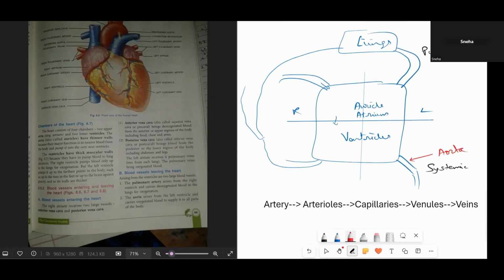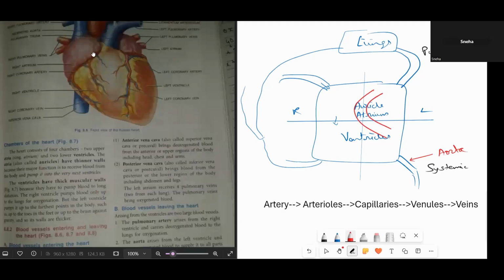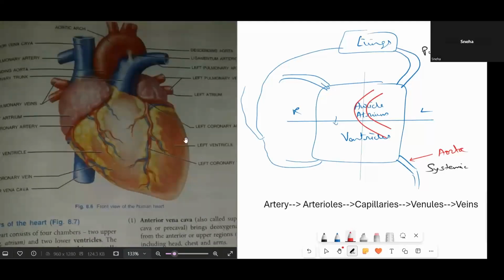Now if you look at the diagram in your book, the artery doesn't go downwards, it goes upwards. So the artery comes like this from the heart, I mean from the left ventricle, it goes upwards. Do you see it in your book? See here, this is the left ventricle, but the artery doesn't come out from the side like how I drew it. I just do it to understand the direction of the blood flow.